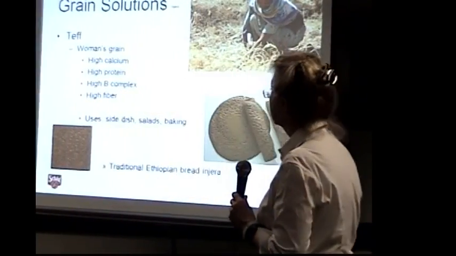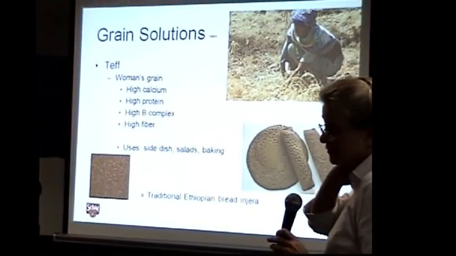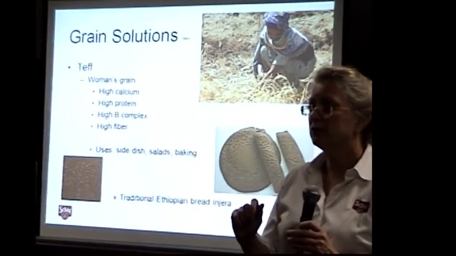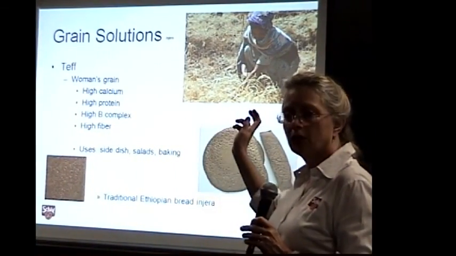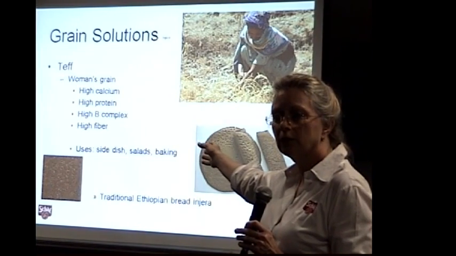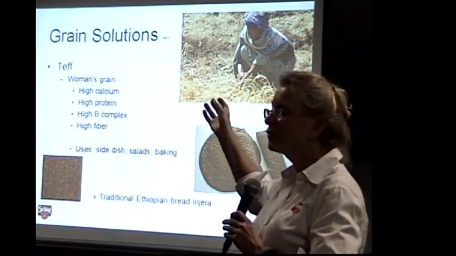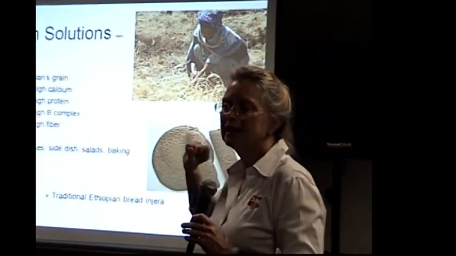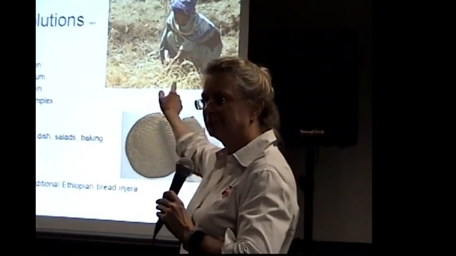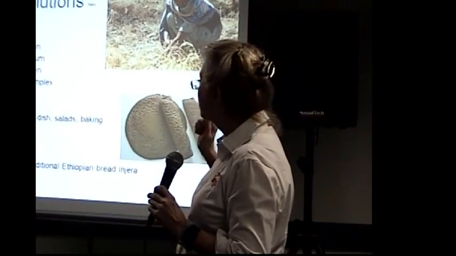Okay. Teff, they call it a women's grain. It's from Ethiopia. If you think of your athletes, all our long-distance Olympic winners are actually Ethiopian. If you look at those Olympic trials, guess what all those guys eat all the time? Teff. It is a wonderful, wonderful grain.